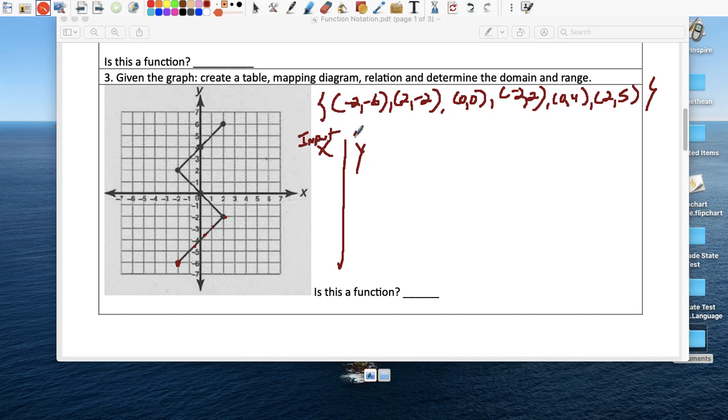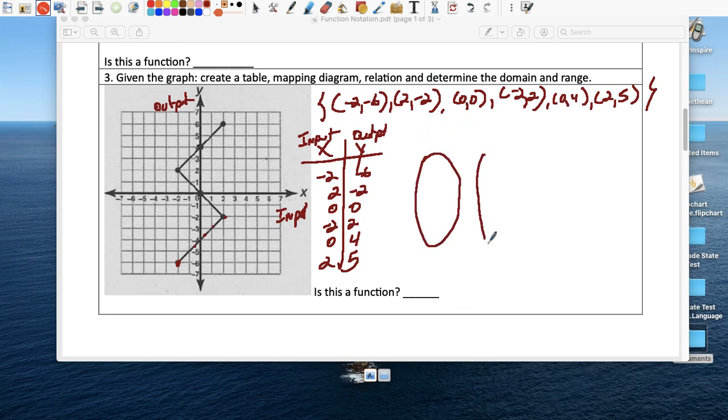Input, output, right? Remember your input. Your X is always your input. Your Y is always your output. So, let me write -2, -6, 2, -2, 0 and 0, -2 and 2, 0 and 4, and then 2 and 5. We can already see that this might not be a function.